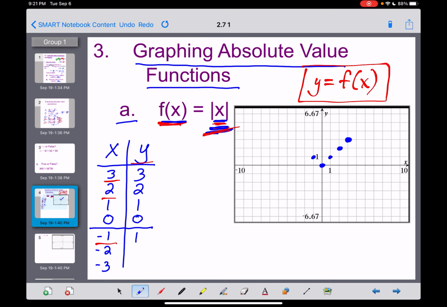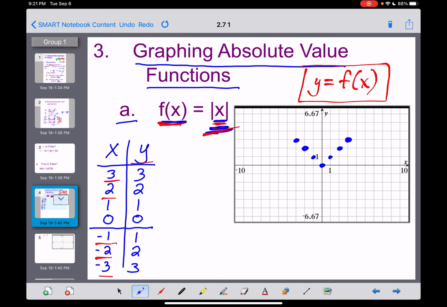All of a sudden now, guys, for the first time this year, we now have an equation that is not linear when we graph it, because you can't draw one straight line that passes through all 5 of these points. Let's keep going, guys. When you put in -2 for x, the absolute value of -2 is +2. So now I'm going to plot -2, +2, and that's this point right here. And when we plug in -3, the absolute value of -3 is +3. So I've got the ordered pair -3, +3.